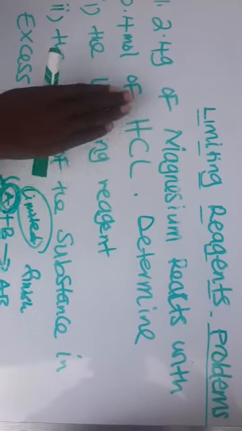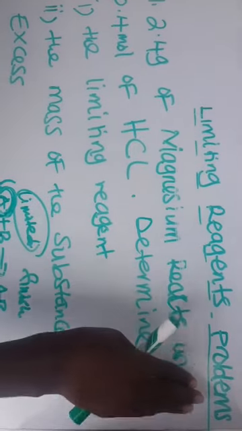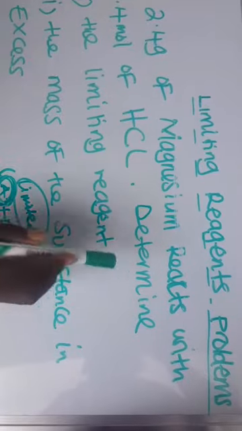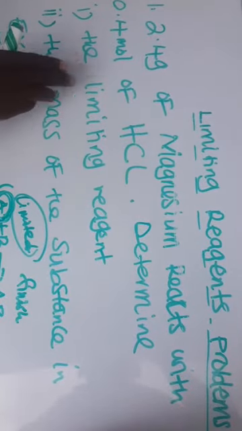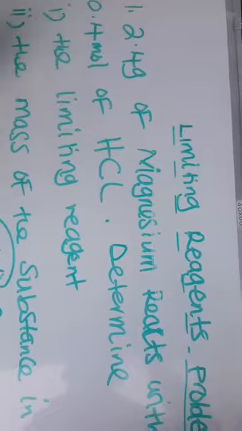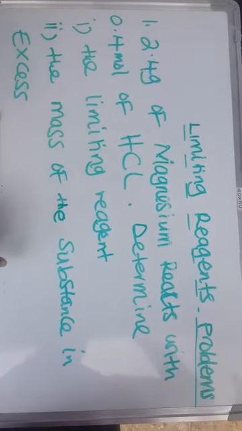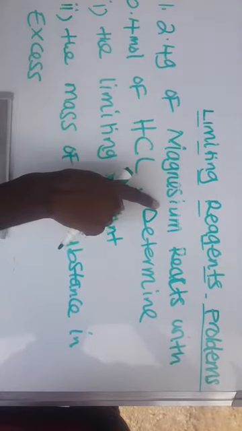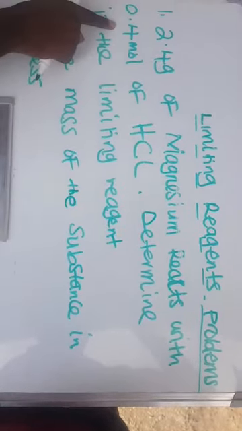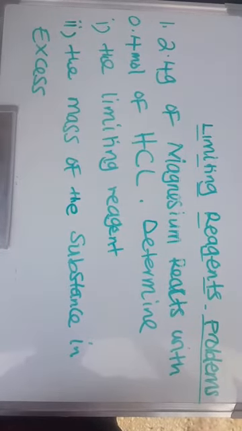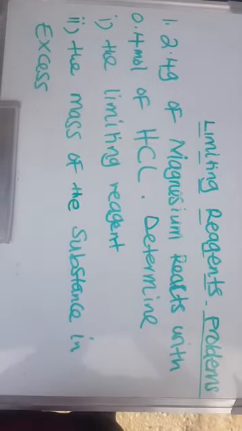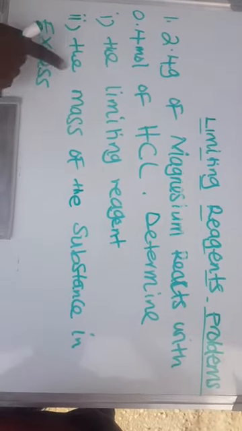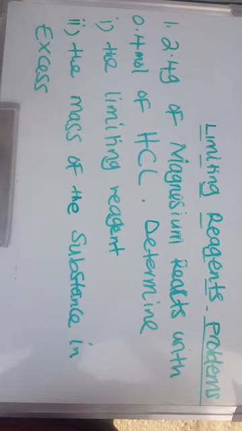In this video, we'll mainly focus on problems. We'll be solving chemical equations on limiting reagents. So let's have this problem. We are given that 2.4 grams of magnesium reacts with 0.4 moles of hydrochloric acid. Determine, number one, the limiting reagent. Number two, the mass of the substance in excess.